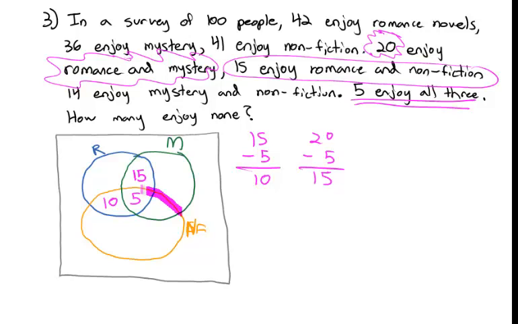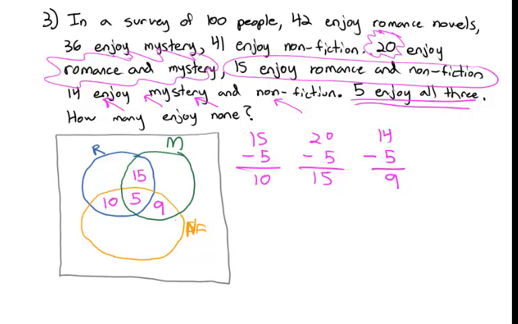You can see then our next overlap is between the green and the orange. That's the mystery and the nonfiction. And that gives us 14. Just do little arrows. I'm running out of different symbols. 14 enjoy mystery and nonfiction. But again, we don't want to double count the 5 in the center, so we subtract those out, and we get 9 in that space.